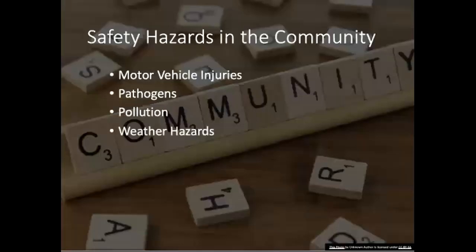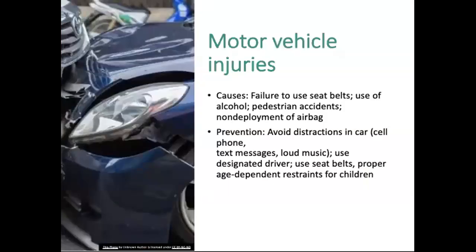All right. So safety hazards in the community: motor vehicle injuries, pathogens, pollution, weather hazards. For motor vehicle injuries, right? I just told you a whole bunch of fatalities for children is due to motor vehicle accidents. Either they don't use the seatbelts correctly, they're not installing the car seats correctly, or they're using alcohol or some other type of drug. This accounts for about 37% of all accidental deaths.